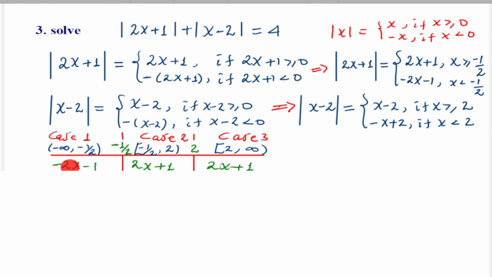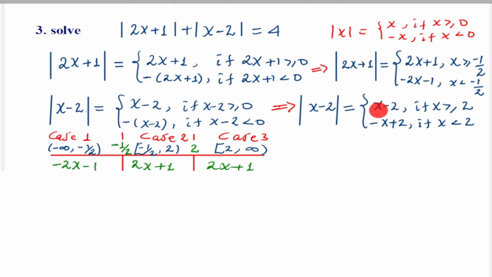Here we write minus 2x minus 1. When x is greater than or equal to minus 1 over 2, the absolute value of 2x plus 1 is 2x plus 1. Here we write 2x plus 1. X is less than minus 1 over 2. Since it is only less than, in this interval minus 1 over 2 is not included, whereas in this interval, since it has greater than or equal to, minus 1 over 2 is included. Since it's greater than or equal to 2, 2 is included here on this interval.